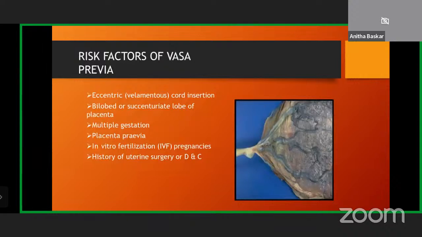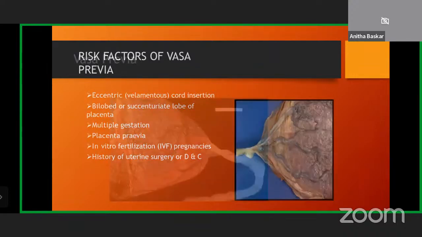What are the risk factors for the vasa previa? It is mainly due to the velamentous cord insertion, the bilobed and succenturiate lobe of the placenta, multiple gestation, and placenta previa. This is vasa previa.